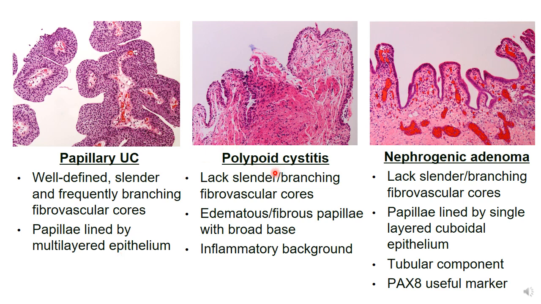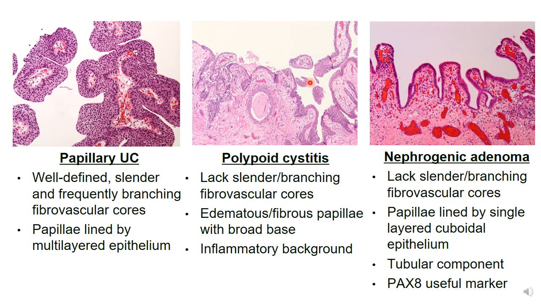Polypoid cystitis in comparison is characterized by lack of slender or branching fibrovascular cores. The papilla are typically going to look very edematous or sometimes fibrous with broad base, lack of any delicate fibrovascular cores, and inflammatory background is also characteristic. Here is another example where you can see clearly distinct papilla, but they are very edematous without any central fibrovascular core, and pay attention to the background, which will typically give you important clues.